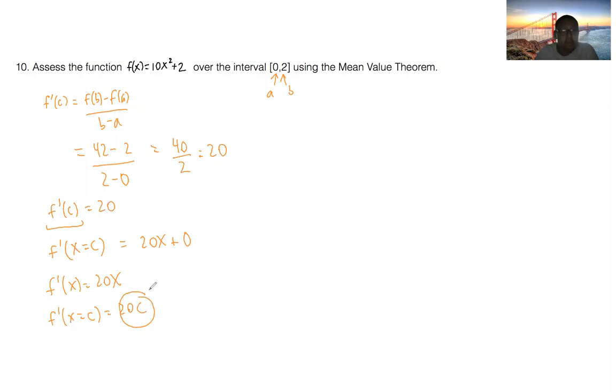Okay, let's put this back into this equation. So now we're going to have 20c is equal to 20, because our f prime c is 20. So now we can simplify for our value of c, which is 1. And we can sanity check because 1 is between 0 and 2.